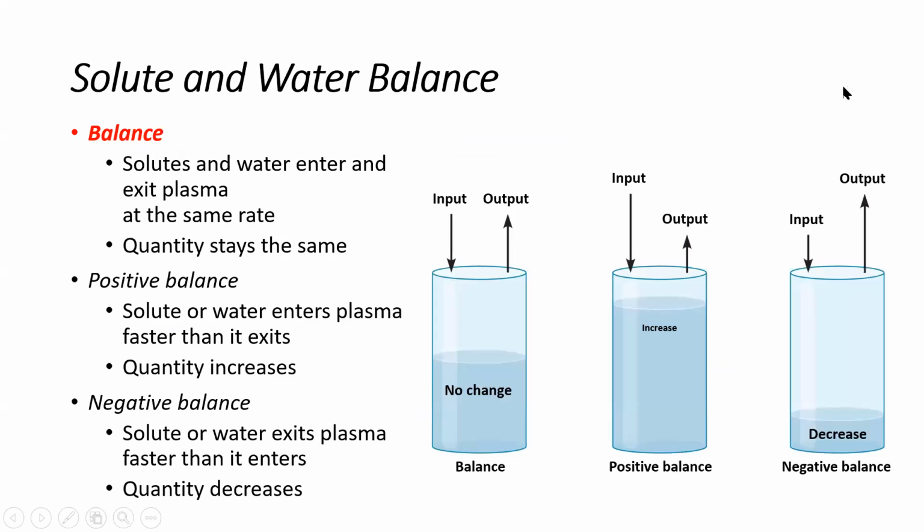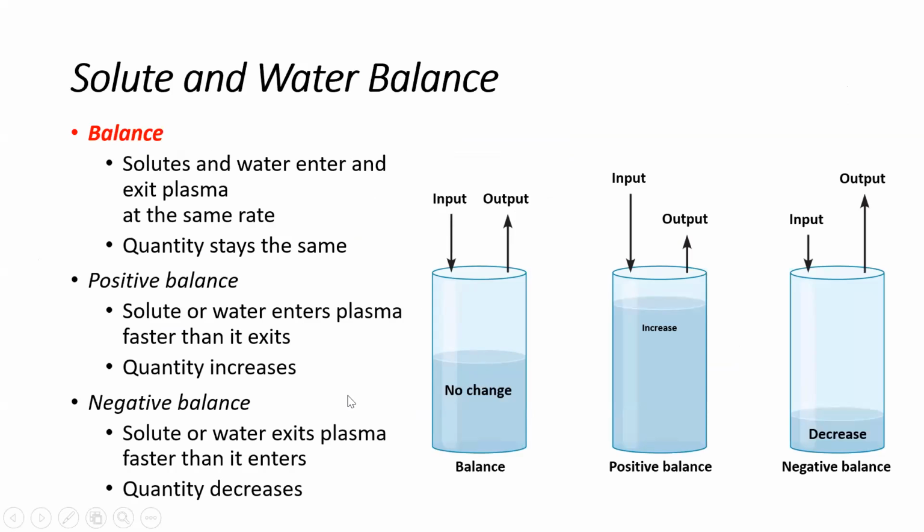Okay, so let's describe this idea of balance here a little bit, and then we'll talk about some of the organs involved. So solutes and water enter and exit the plasma at the same rate. That is a state of balance. That's where the body likes to be. That's homeostasis. And so we can think about that as this first beaker where we have water input and water output exactly equal, and there's no change in the volume of water.